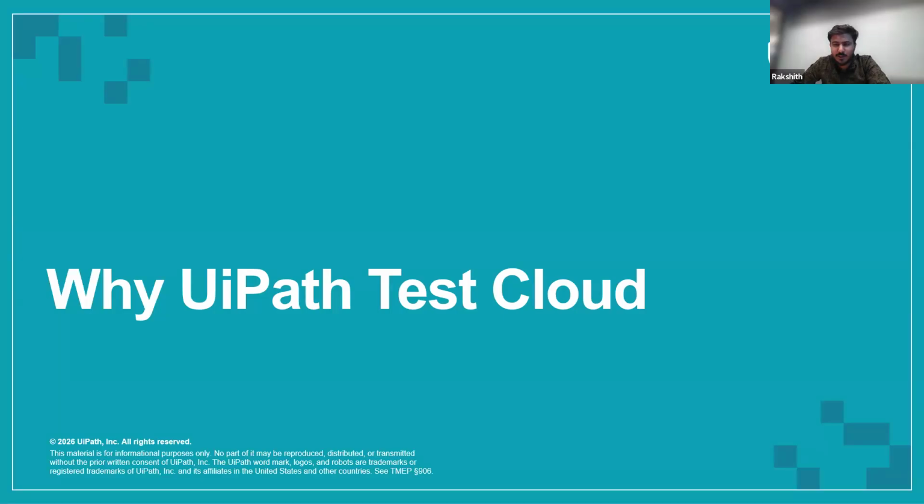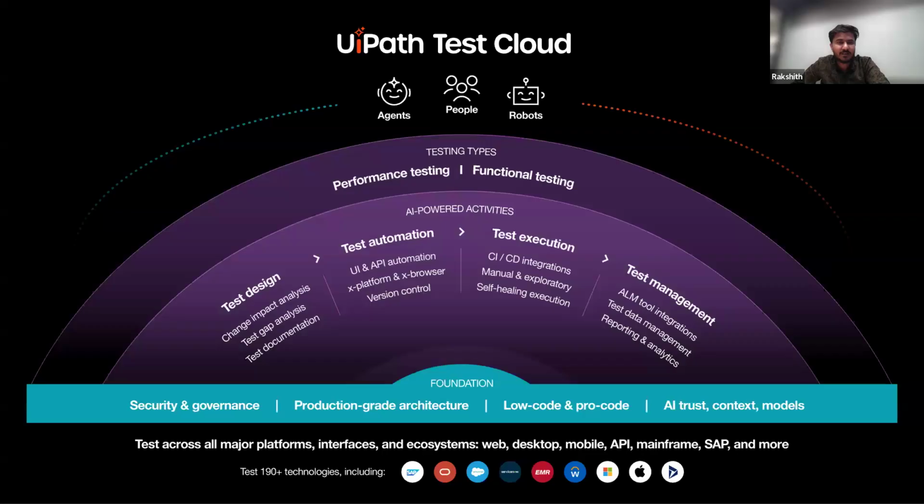UiPath Test Cloud is designed to help organizations scale testing without scaling their teams at the same rate. It brings together test design, test automation, and test management into one platform. On top of that, you will get agentic capabilities across each and every life cycle stage of the SDLC. UiPath Test Cloud not only leverages the testers, it makes a collaborative workspace between agents, people, and robots. And you can do performance testing and functional testing all in one place, and it is always AI powered.